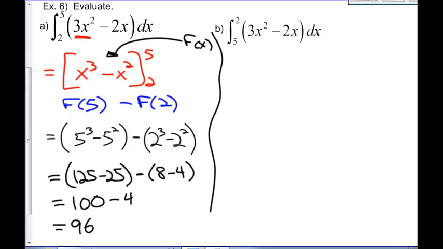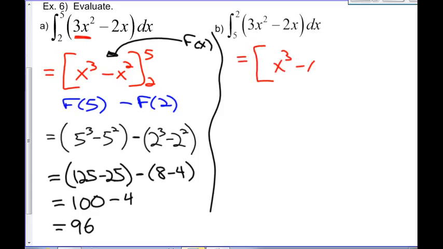Let's try it for the next one, which is very similar. It's actually the same function. So we know that its antiderivative is x cubed minus x squared. We're dealing with, in this case, from 5 to 2. And graphically, this is hard for us to think about. But we just need to think upper boundary is 2, lower boundary is 5 here. We sub it in. Big F at 2 minus big F at 5.